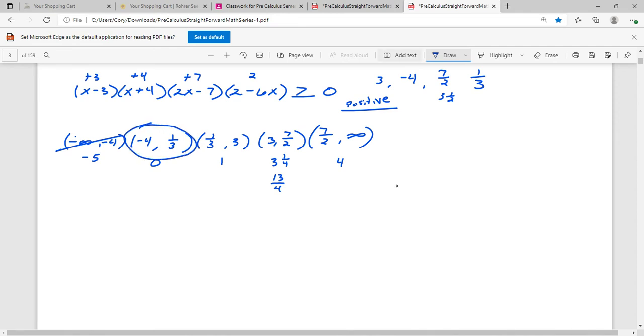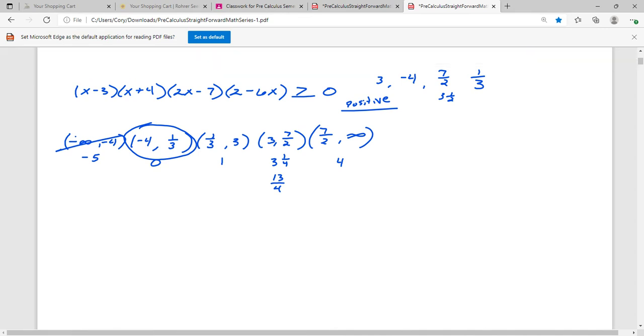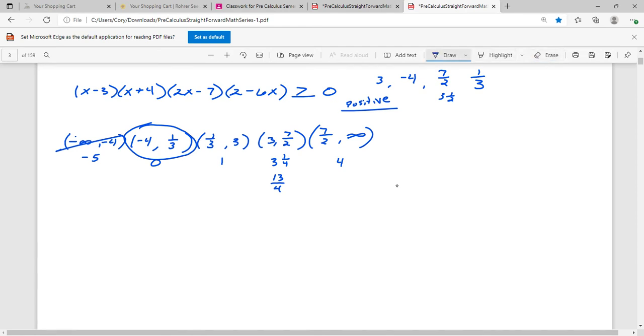Alright, next one, I'm going to sub in 1. Right here, so I chose 1. 1 minus 3 would be negative 2. 1 plus 4 would be positive 5. 1 times 2 would be 2 minus 7, that would be negative 5. And 1 times 6 is 6. 2 minus 6 would be negative 4. Alright, so we've got 3 negatives. That makes this negative. 2 of them cancel. We've got 1 left over. Negative numbers do not work, so that one's out.